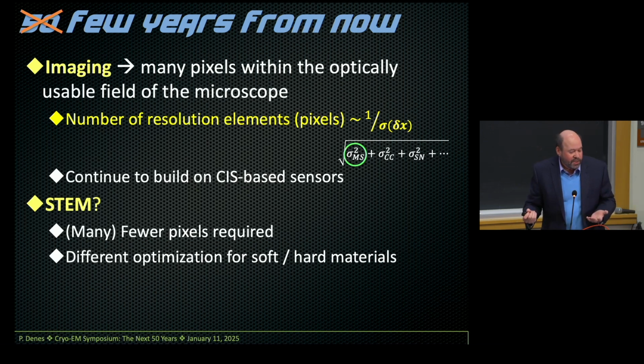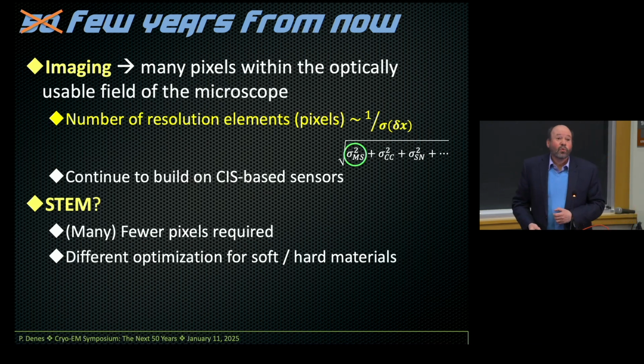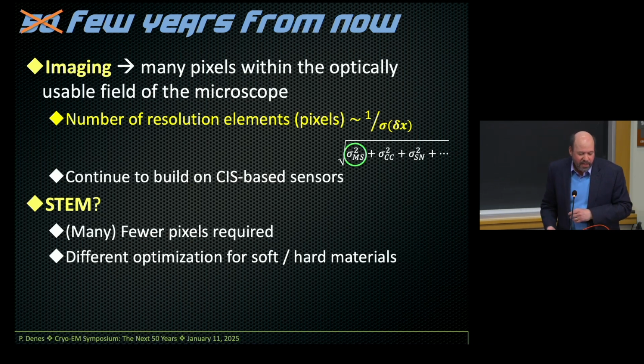An intriguing question is, well, if we do diffraction, if we do scanning microscopy for biology, does that do the same dramatic things it does for material science? We don't know yet. If it does, it doesn't take as many pixels by a lot. And it also allows for a different optimization for what is the right STEM detector for hard materials or soft materials.